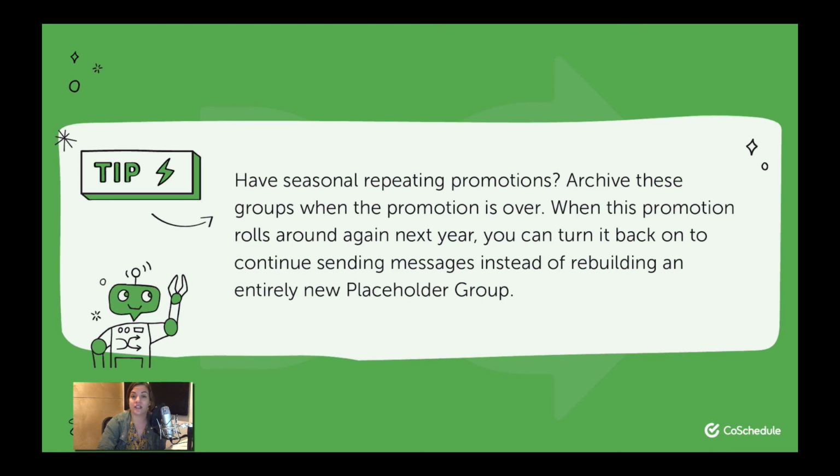If you have seasonal repeating promotions, you can archive them when the promotion is over, and then if it makes sense, you can turn them back on next year or the next time that it makes sense. For example, if you are a food blogger and you have a bunch of recipes for Thanksgiving and the holiday time fall recipes, you can archive those fall recipes after the holiday season is over and then turn them back on in September, October of the next year to start sending them again. There's a lot of flexibility and control when you use placeholder groups.